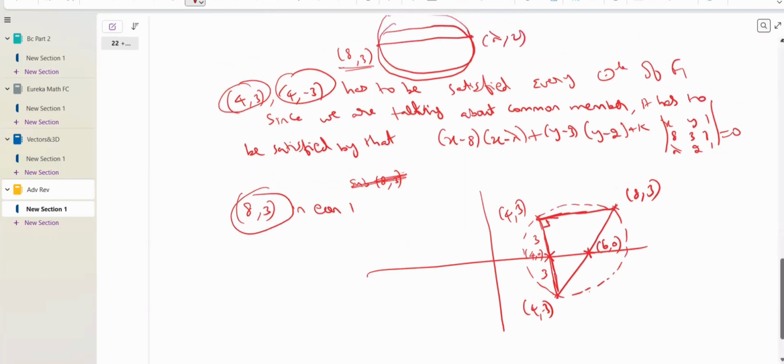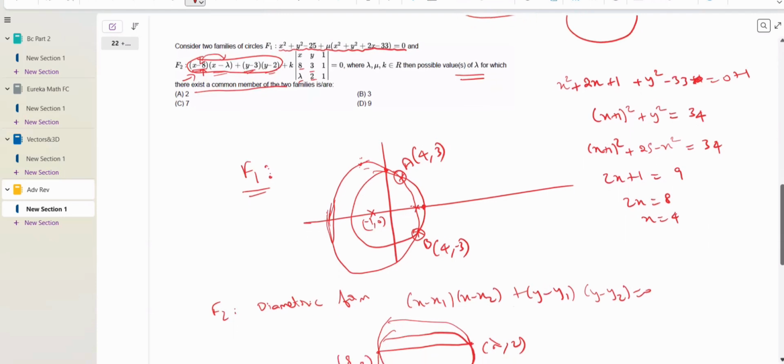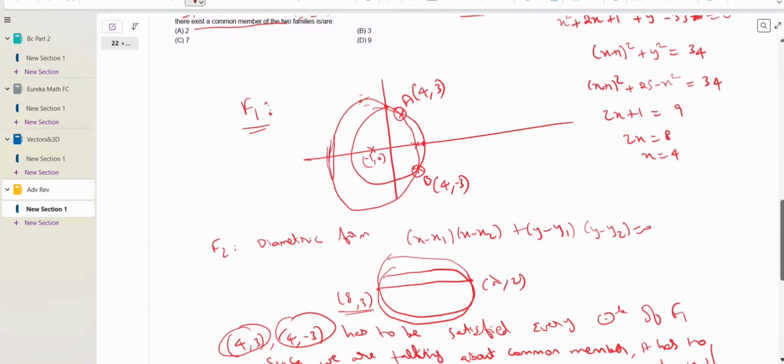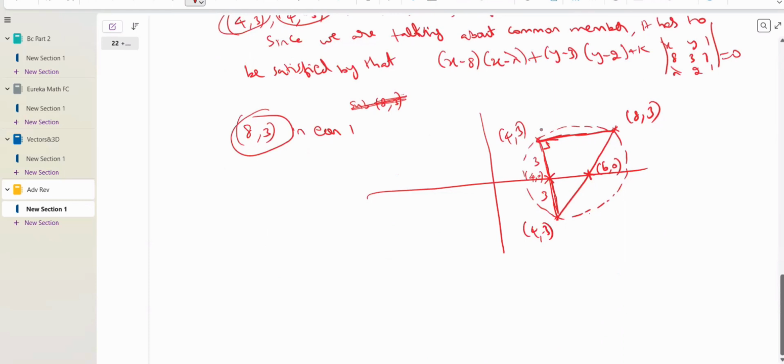And now what are they asking about? The values of lambda, sir. Values of lambda. Okay. Lambda, 2 passes through the circle. We have the radius of that circle, so root 13. This is the diameter of that circle, so the diameter is going to be equal to root of (8 minus 4) squared plus (3 minus (-3)) squared, that is root of 16 plus 36, root 52. So it will be 4 into 13, so 2 root 13. So diameter being 2 root 13, the radius has to be root 13.